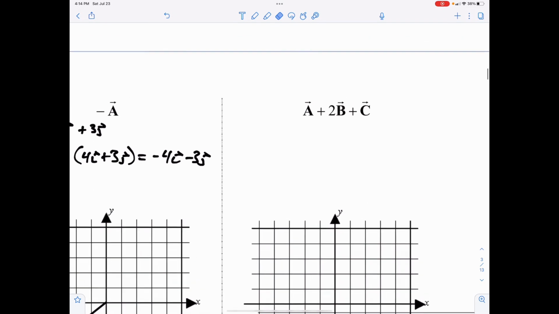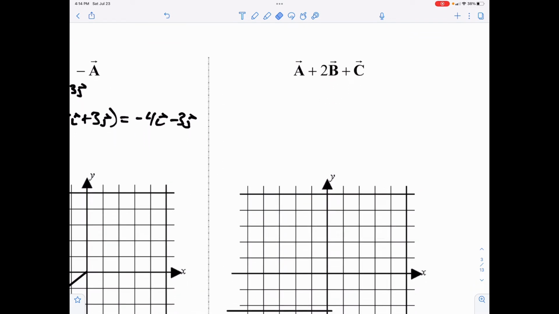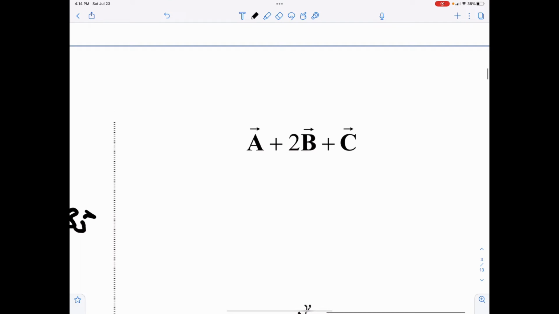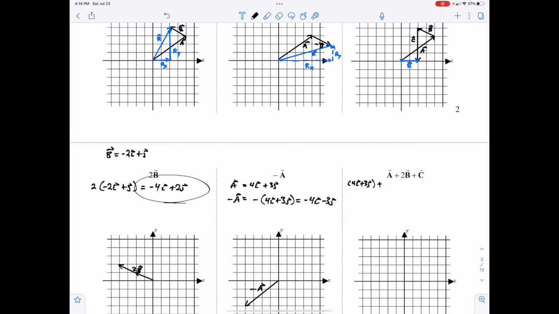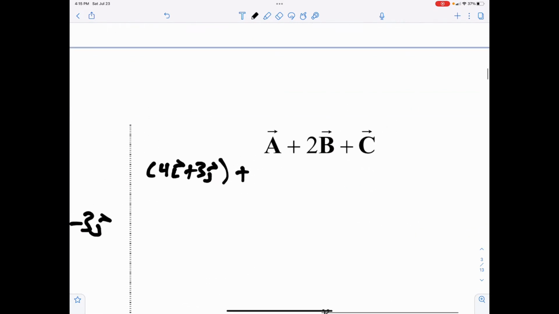Okay, and then let's see, a plus 2b plus c. Okay, so we're going to go 4i plus 3j and 2b. Now remember what 2b was. We just did this over here. 2b is going to be negative 4i plus 2j plus c, which was 0i minus 4j.